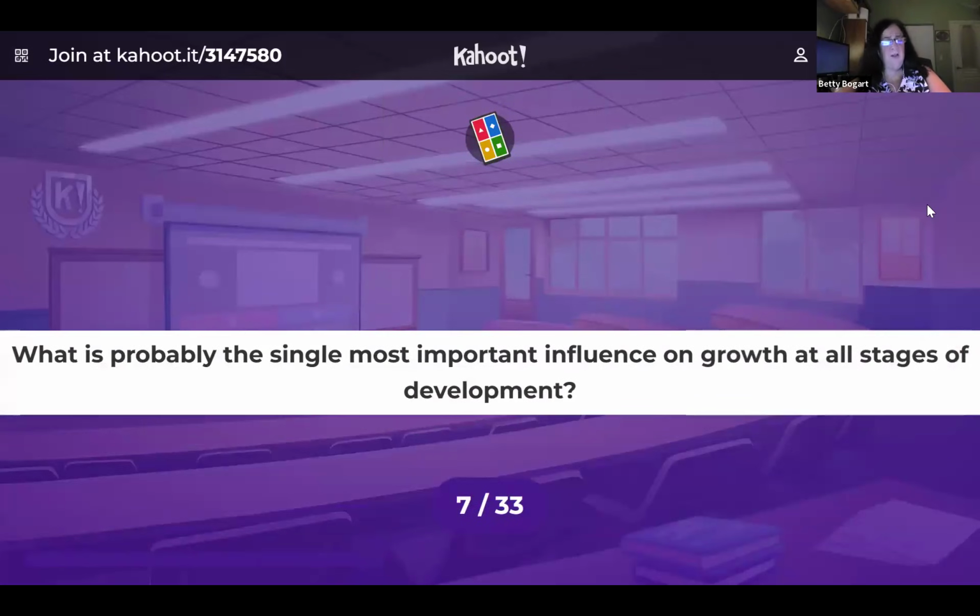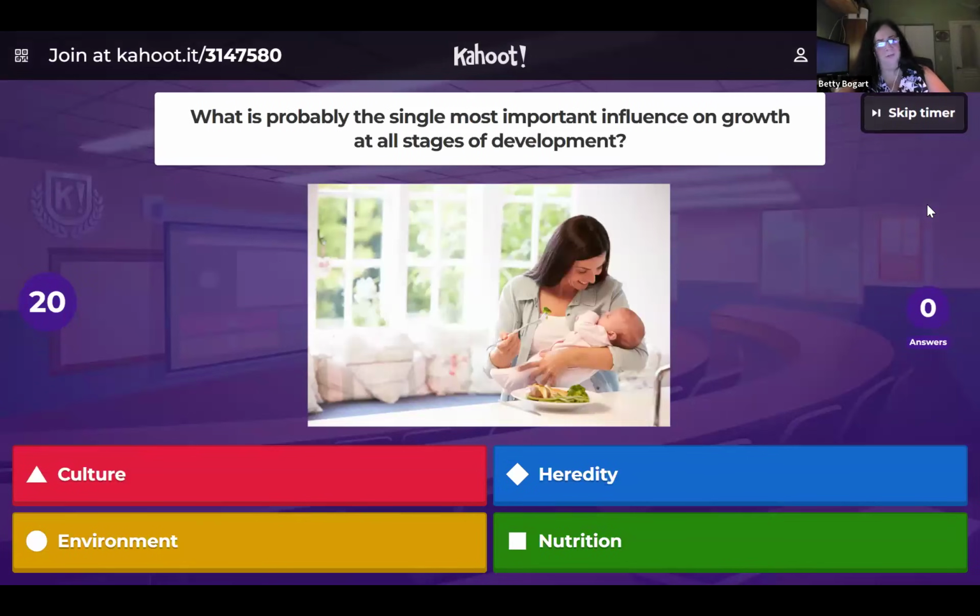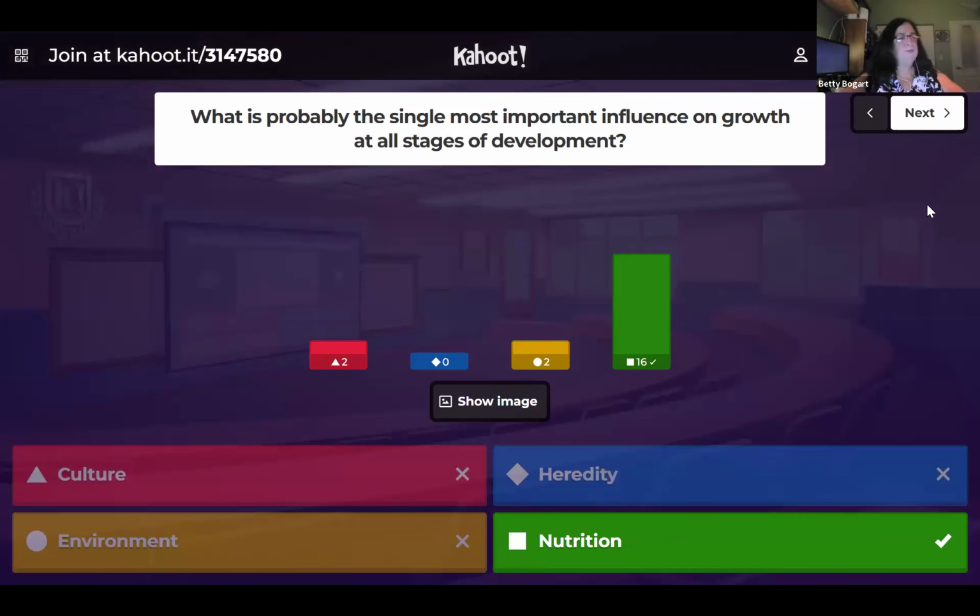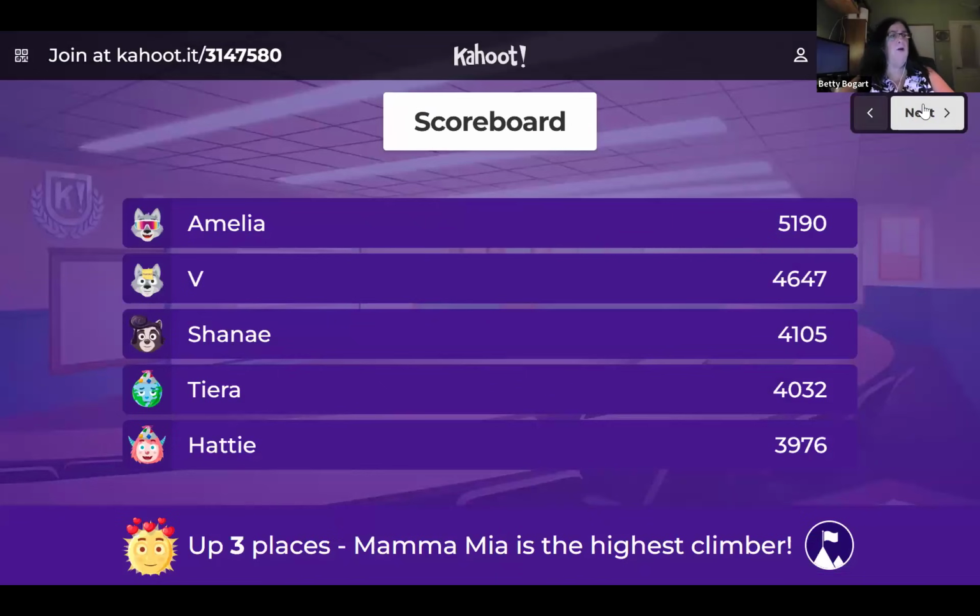What is probably the single most important influence on growth at all stages of development? Single most important influence on growth. Nutrition, nutrition, nutrition. If you don't have nutrition, you have no gas in the tank, you're not going to go anywhere. It ain't going to happen. You're not going to grow.